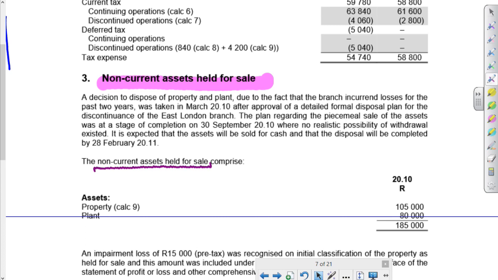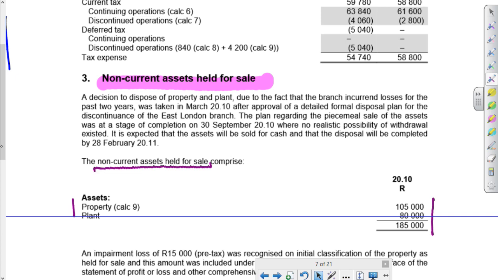They were not non-current assets held for sale. And it wasn't a group either, because they were being sold off one by one. So the non-current assets held for sale are the property and the plant, and I measure them at the recoverable amounts, 105 and 80, which is what we did last week.